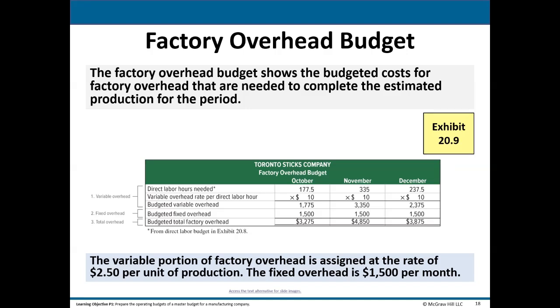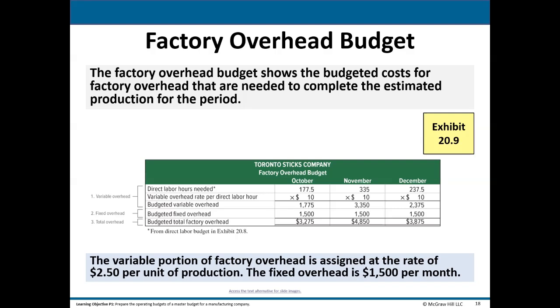Okay, now let's look at the factory overhead budget. Remember, that's another component of costs of inventory. Now this shows the budgeted cost for factory overhead that will be needed to complete the estimated production for the period. TSC separates variable and fixed overhead costs in its overhead budget, as do many companies. This Exhibit 20.9 shows the factory overhead budget for TSC, which has 3 parts. First, compute the budgeted variable overhead. This is the direct labor hours from Exhibit 20.8 that we just looked at, multiplied by the variable overhead rate per direct labor hour, or 177.5 times $10 for October.